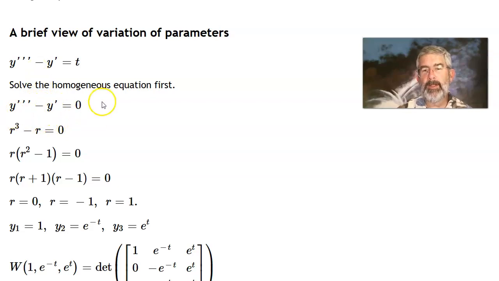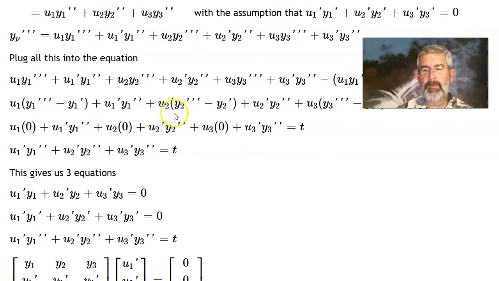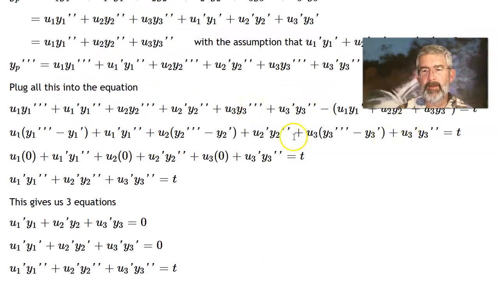So when you plug a y1 in here, you get a 0. Likewise with y2 and y3. So the stuff in parentheses there are all 0, 0, 0, 0. And so those go away and you just get u1 prime y1 double prime plus u2 prime y2 double prime plus u3 prime y3 double prime equals t.